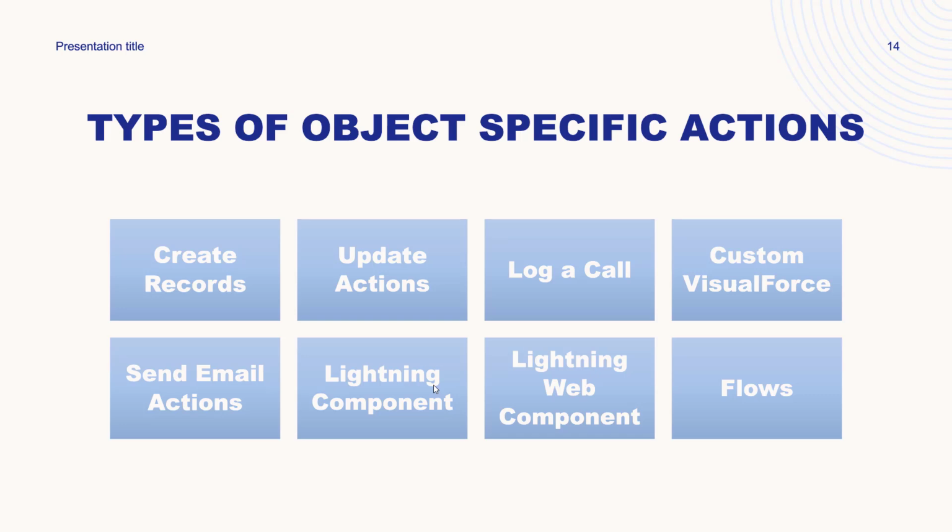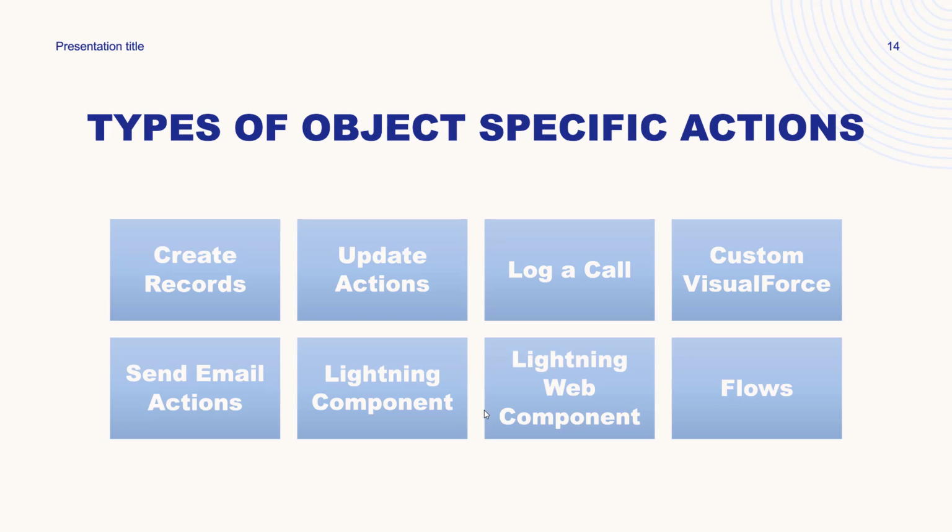There are various types of object specific action. The first one is create a record. It is used to create a record that is automatically connected with a related record. Next one is update actions. This update action makes it easy to edit the records. The field will be defined that is ready to update.